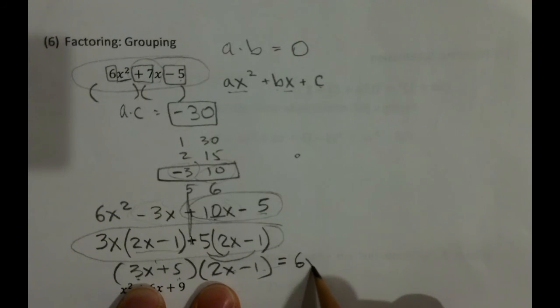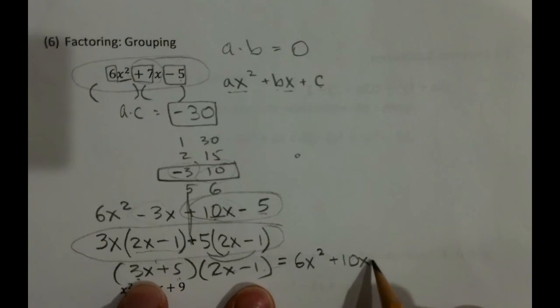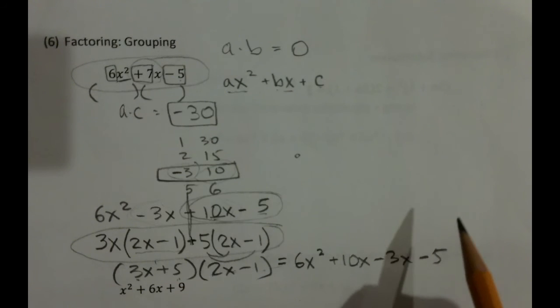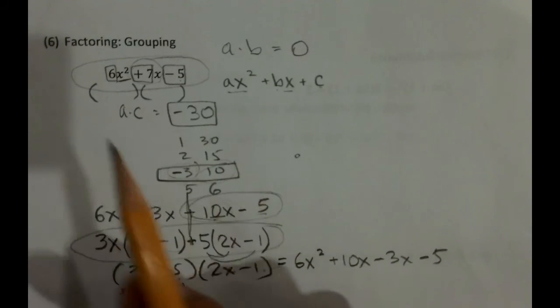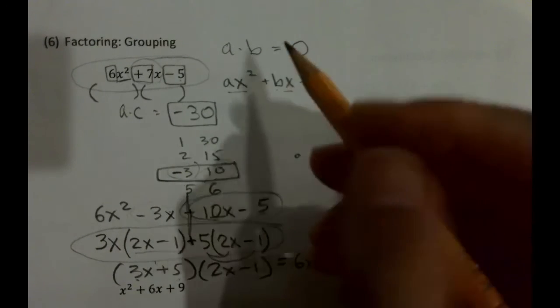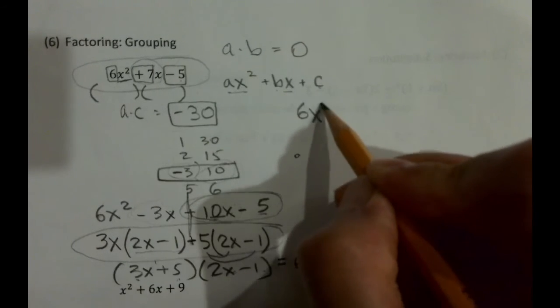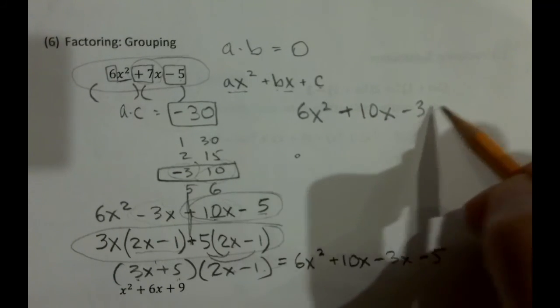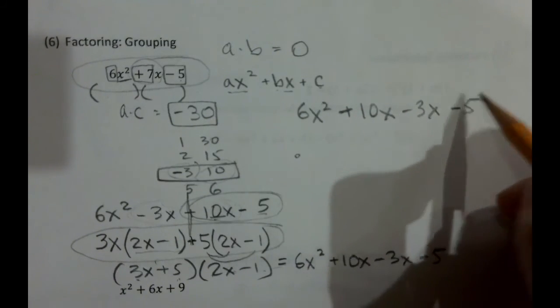3x times 2x, 6x squared, plus 10x, minus 3x, minus 5. And that is indeed what we have here. So what would happen if you did this the other way? Does it matter what order you do it in? This also gives us another chance to walk through the exact same steps.